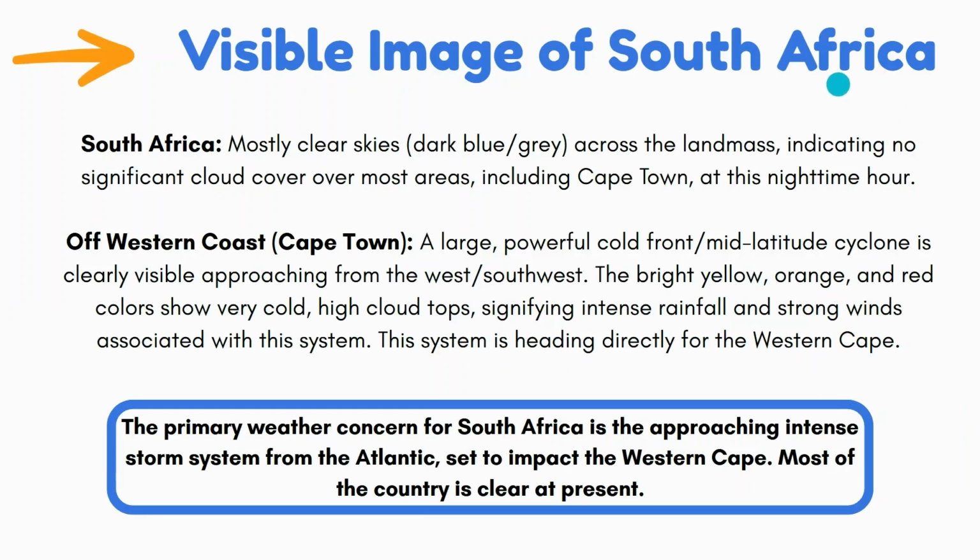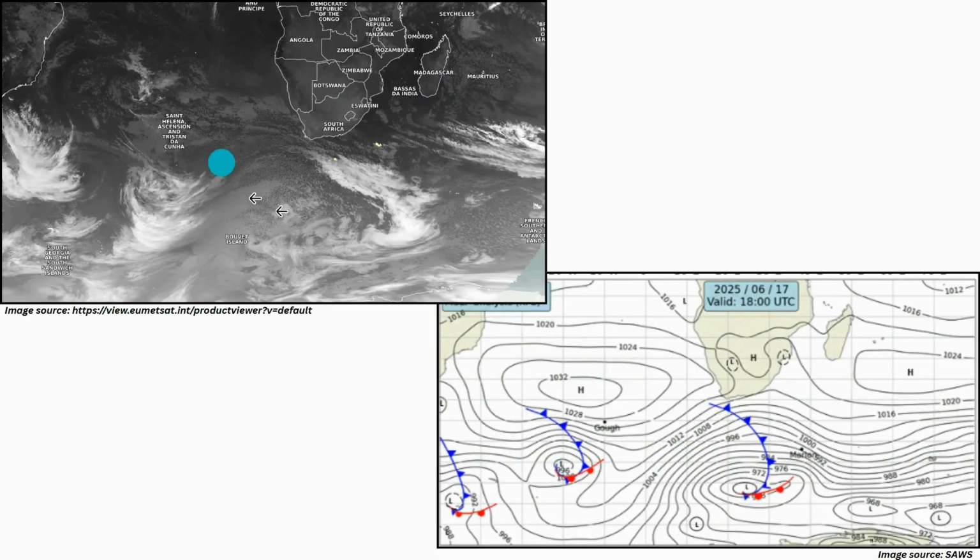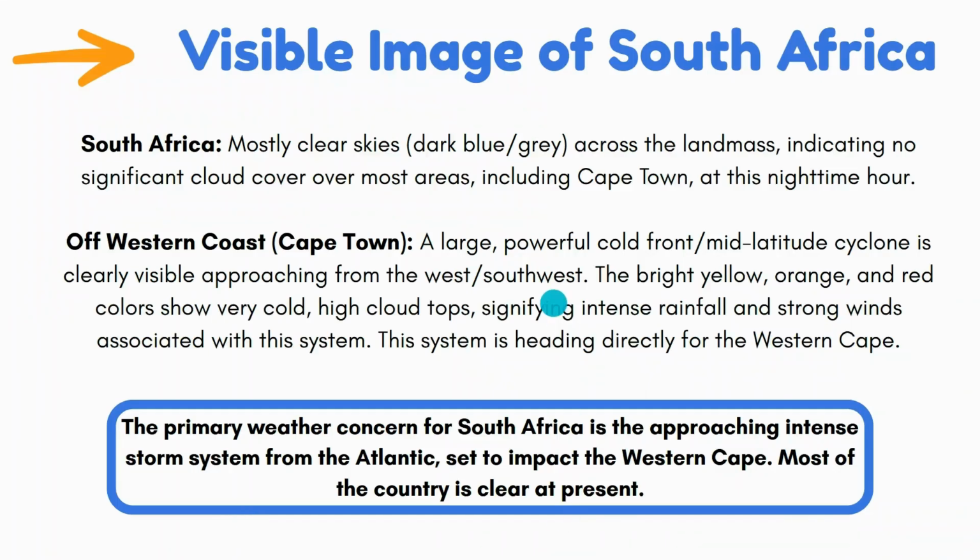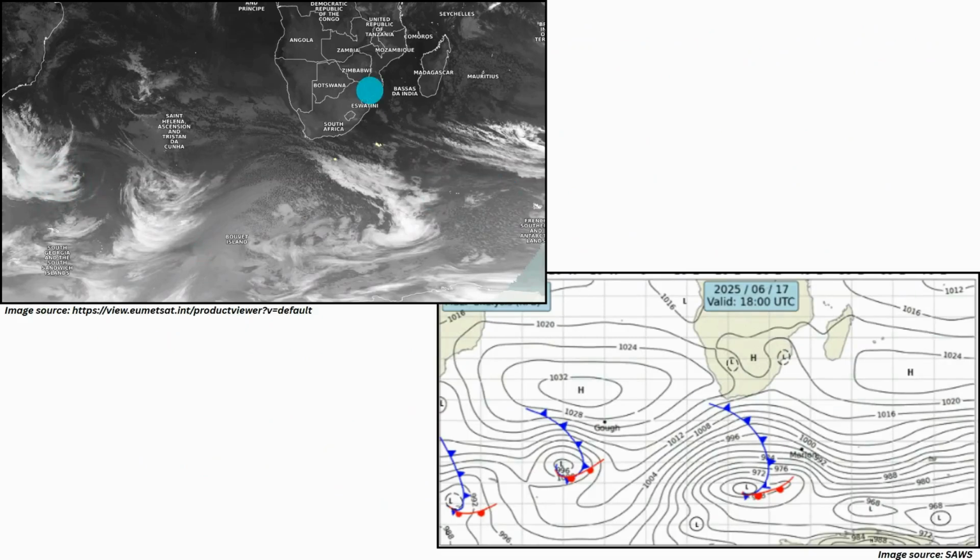We focus on South Africa with this map. South Africa mostly in this image shows clear skies across the landmass, so the land, indicating no significant cloud cover over most areas, including Cape Town at this nighttime. So this image was at nighttime, so the interpretation, there's no major cloud cover as you can see during that time.